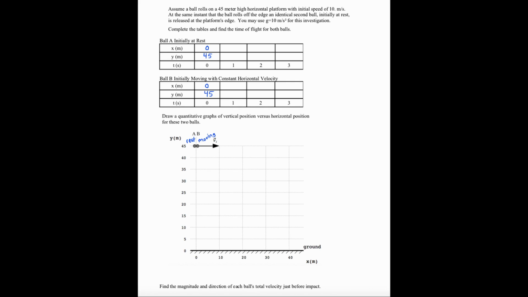Now one of these balls is not going to move in the horizontal direction at all. It's only going to move vertically. That would be ball A. So knowing that, I can plug in that after 1 second, it's still located at an x of 0, and after 2 seconds, it's at an x of 0. It stays at an x of 0 throughout time. Ball B doesn't, though. Ball B is moving horizontally with an initial speed of 10 meters per second in the i direction.